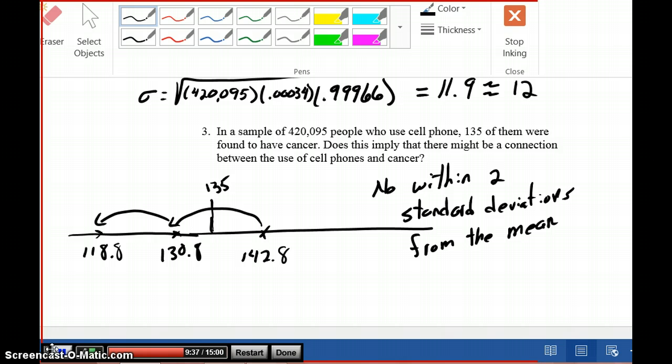I hope this clarifies this topic of mean and standard deviation using binomial distributions. You should now be ready to work on your assignment in class the next day.